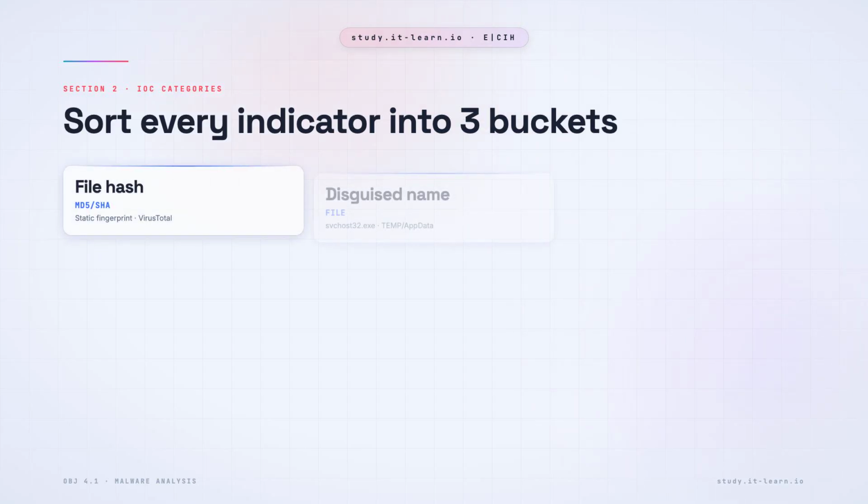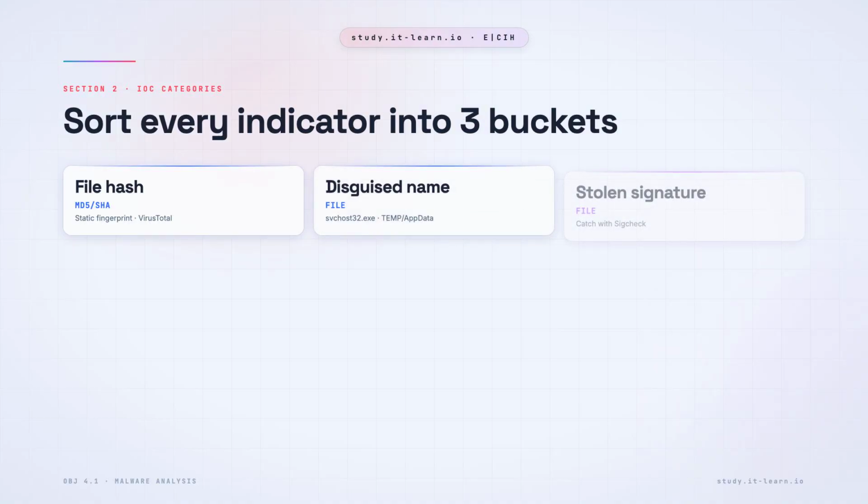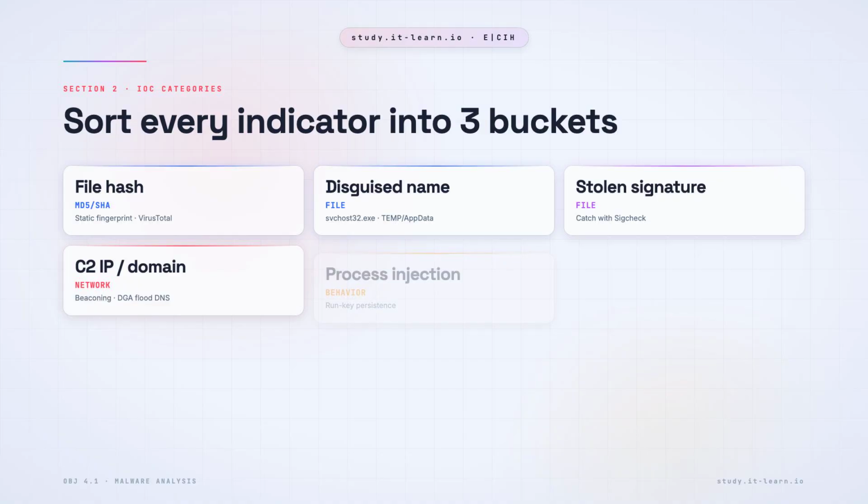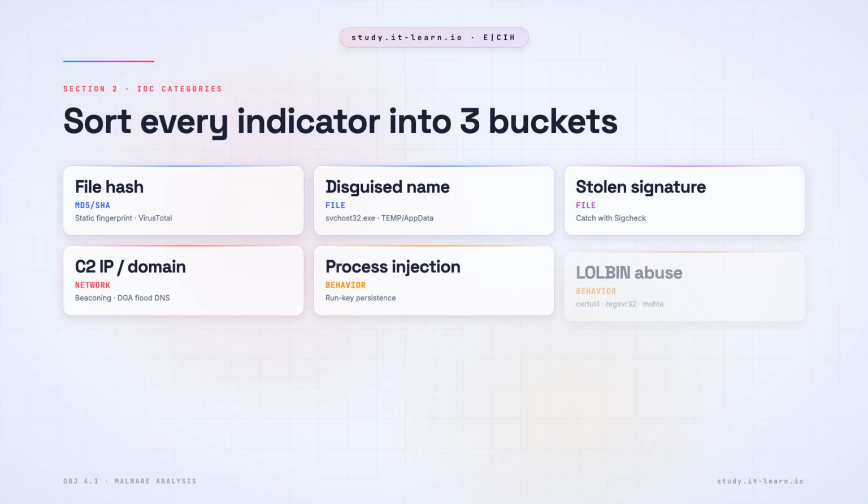File-based indicators are the static fingerprints. Cryptographic hashes like MD5, SHA1, and SHA256, disguised file names like svchost32.exe, suspicious paths in temp or AppData, and missing or stolen digital signatures you catch with Sigcheck.